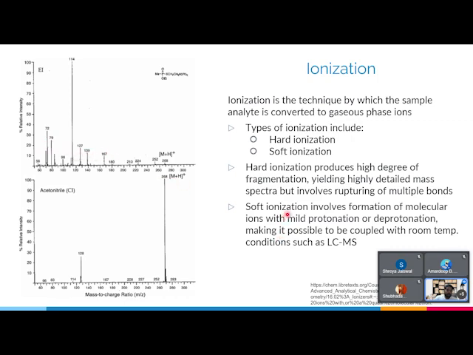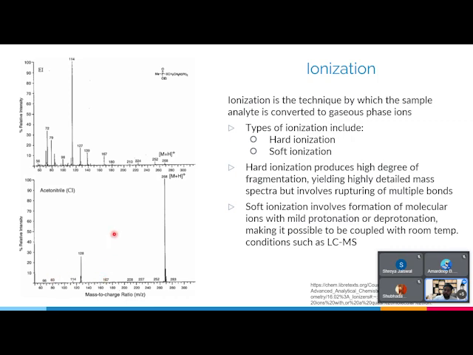On the other hand, soft ionization involves formation of molecular ions with mild protonation or deprotonation, making it possible to be coupled with room temperature conditions such as liquid chromatography and mass spec. Soft ionization includes chemically induced ionization techniques as well, which do not involve very huge energy transfer. It is a very mild technique in which mildly protonated or deprotonated species of the sample are produced, and in this case you are able to detect it very easily and very distinctly through the mass spec curve.